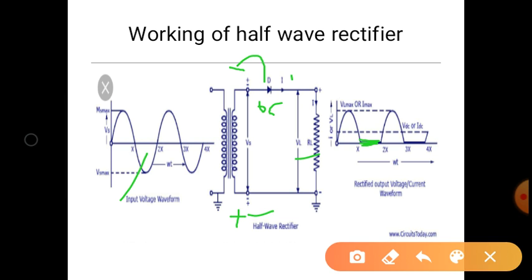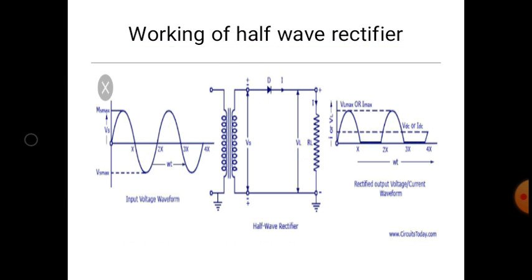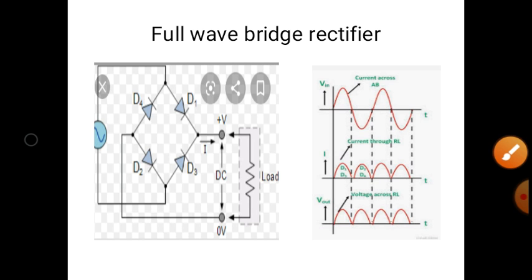Whenever it reaches the positive half cycle, again there will be an output appearing across the load. Whenever it reaches the negative half cycle, there will be 0 appearing across the load. So that was the working and construction of the half wave rectifier. Moving to the next concept, it is the full wave bridge rectifier.